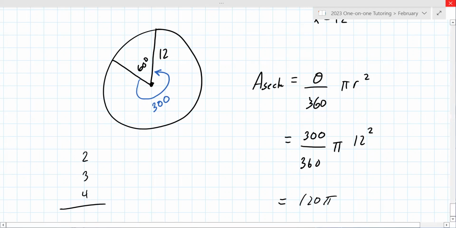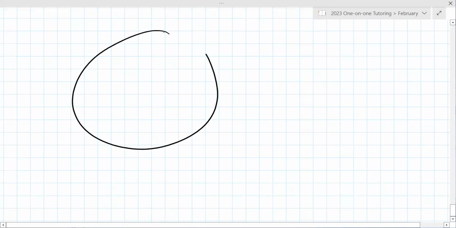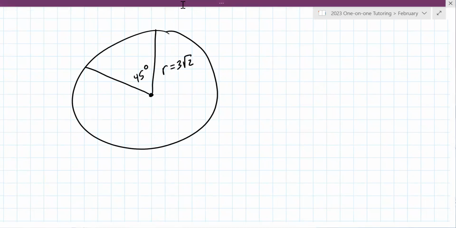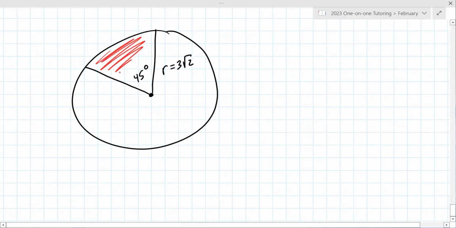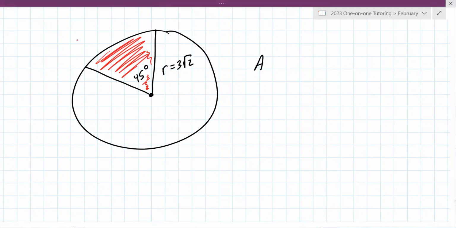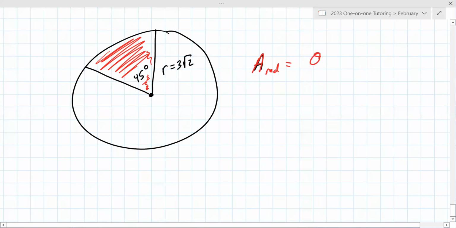Okay, we're gonna make a simpler problem here. Here's our circle. And let's say that this is 45 degrees. And your radius is 3 square root 2. So let's first find the area in red. The area in red. Okay, so we know 45 degrees already.